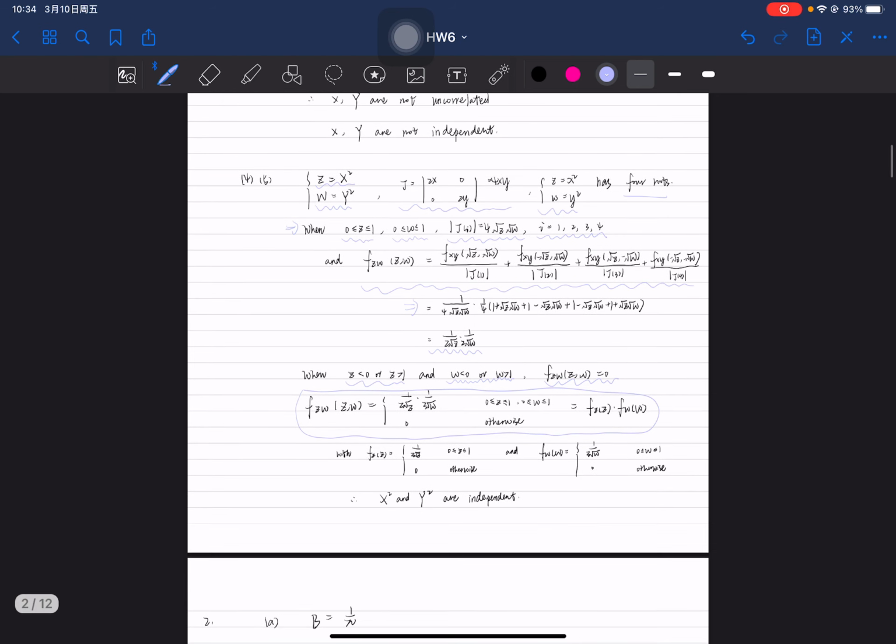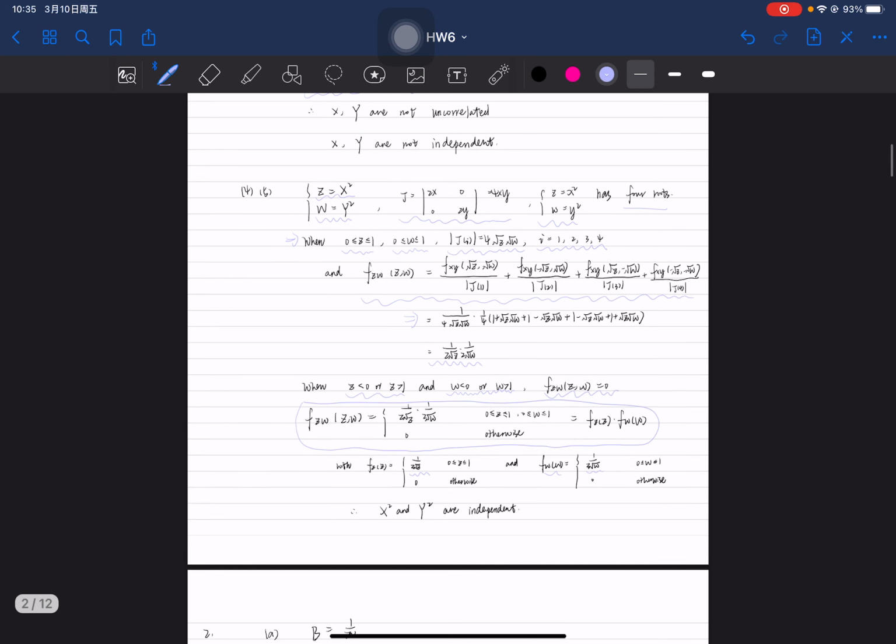And we can find that the density function of Z is equal to 1 over 2 times the square root of Z, and the density function of W is equal to 1 over 2 times the square root of W, so that the joint density function of Z and W equals the density function of Z times the density function of W, which proves that X squared and Y squared are independent.